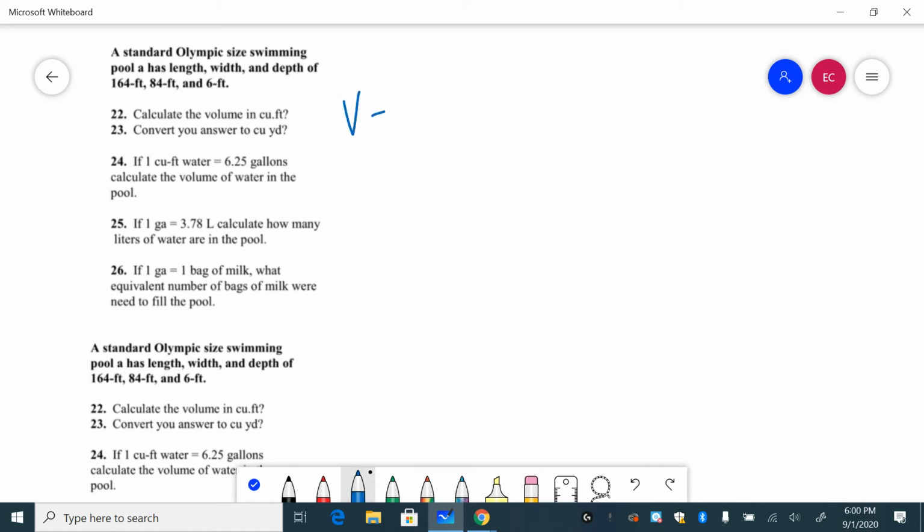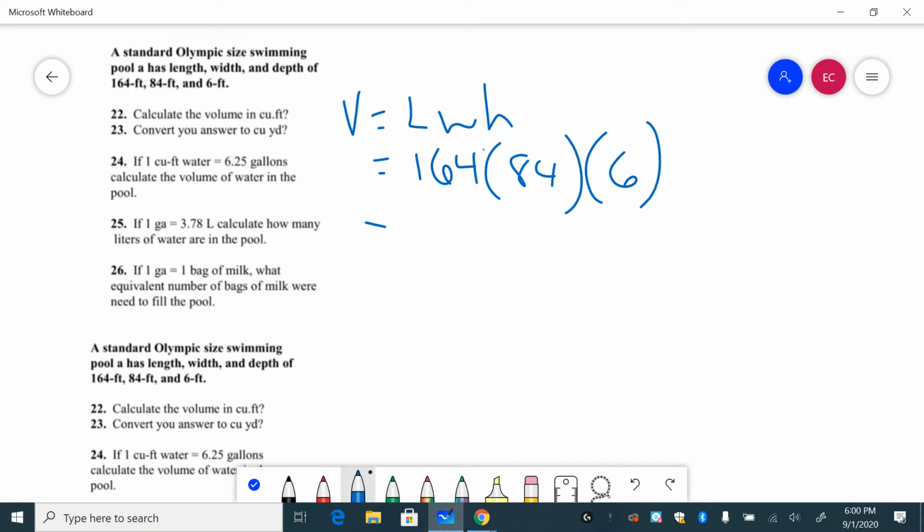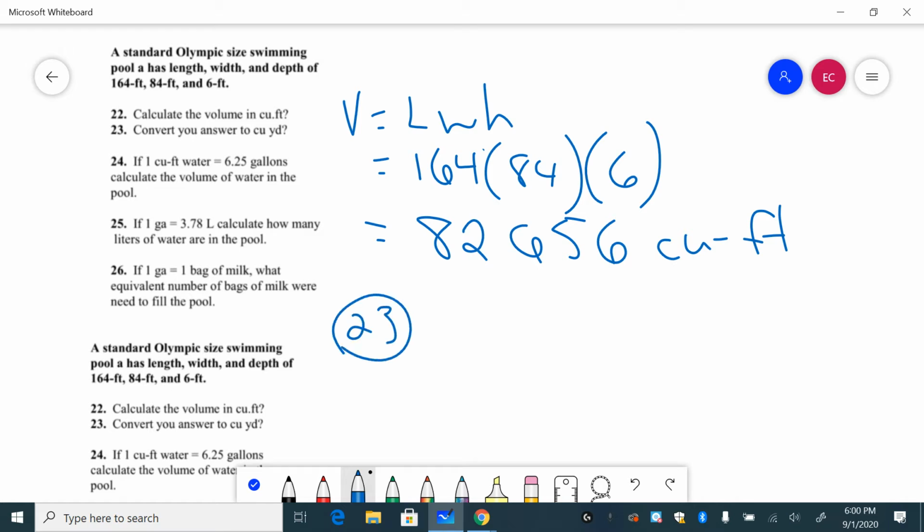So we can write volume equals length times width times height. And then just put in the numbers. So 164 multiplied by 84 multiplied by 6. So just work that out. 164 times 84 times 6, and you get 82,656 cubic feet. Okay, for question 23, it's asking you to convert that to cubic yards.